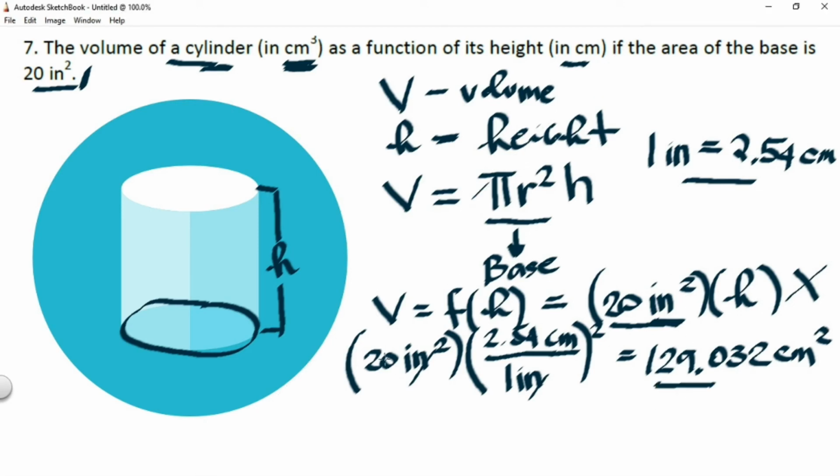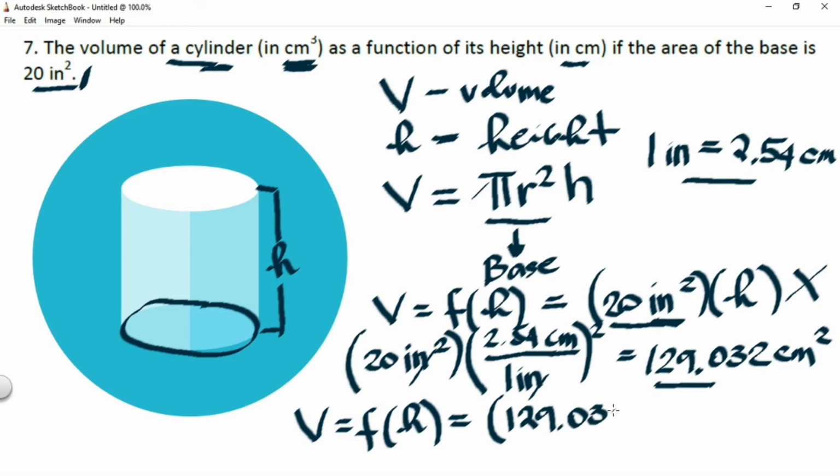Let us write the correct formula. So the volume of the cylinder as a function of its height is equal to 129.032 centimeters raised to 2 multiplied by its height, which is in centimeters. And the result will be a volume in centimeters cube. And this will be our final answer.